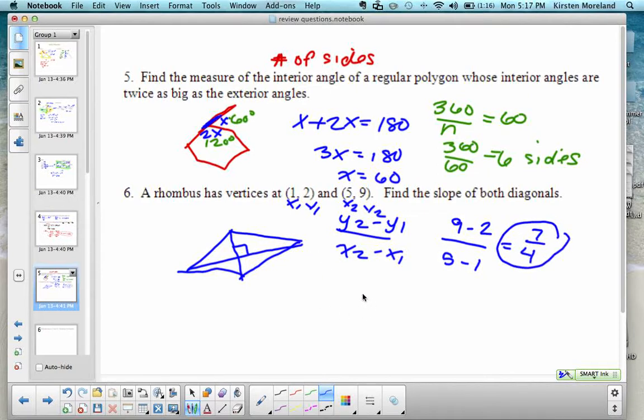The second diagonal is perpendicular, so remember we're looking for the opposite reciprocal. So the second diagonal has to be negative because it has to be opposite signs, and you have to flip it. So it's negative 4 over 7.